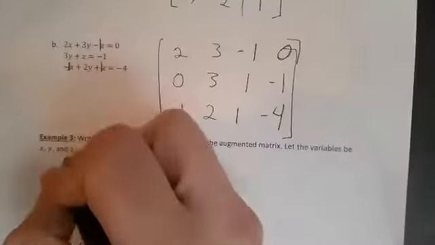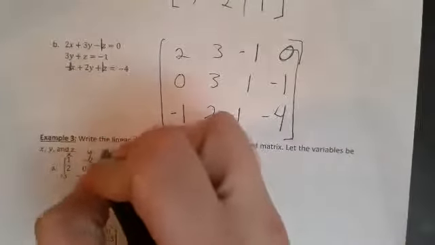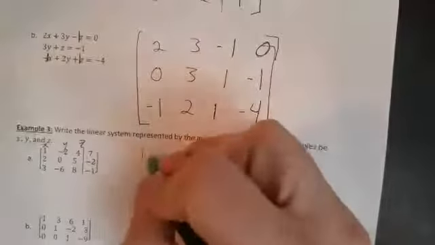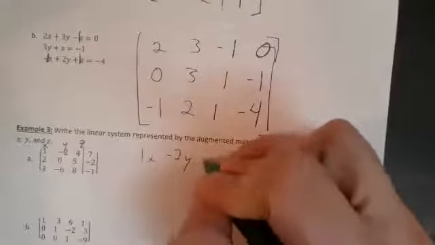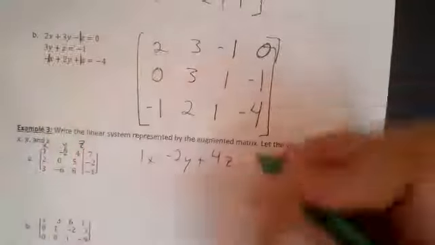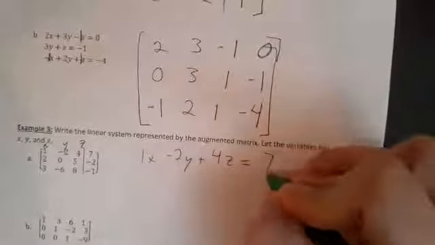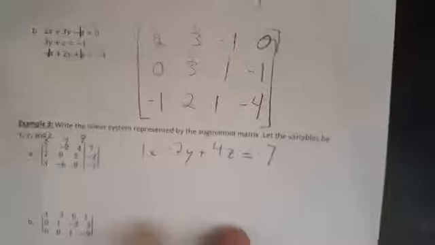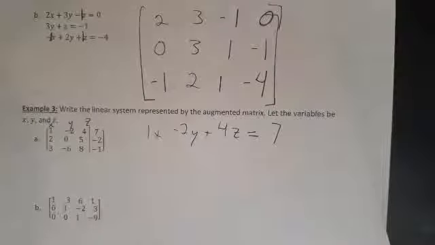Write the linear system represented by the augmented matrix. So x, y, z is what we're doing. So these are x's, these are y's, these are z's. What does this first one look like? It looks like a 1x minus a 2y plus a 4z. And then this line is your equal sign, 7. So that's my first equation.